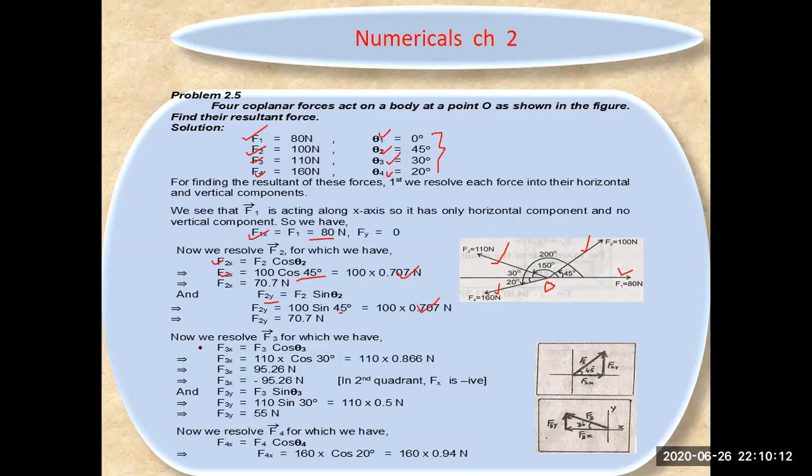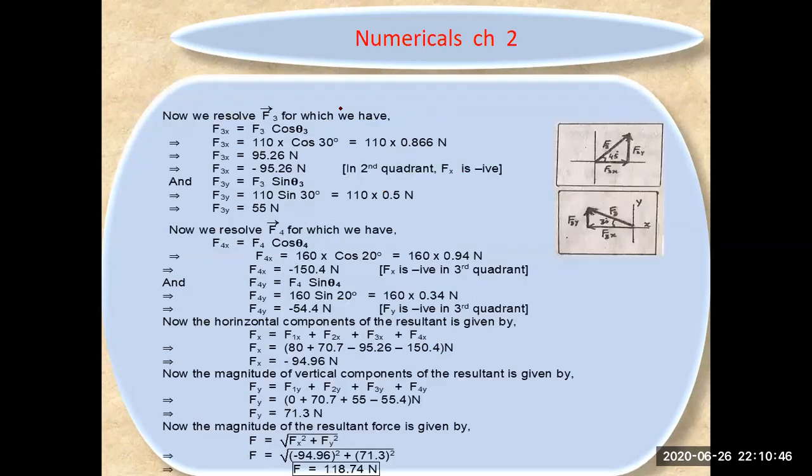Similarly, we will resolve F3, and it will be F3 cos theta 3, F3x, then you will go up to F3y. Then you will move up to F4x and then F4y. And like this, you have resolved this force into its components. If this is a force F2, then it is F2x, the horizontal component, and F2y, the vertical component. The same is applied for the other forces to find the horizontal and vertical components of the forces. Now you have calculated the horizontal component of force 3.